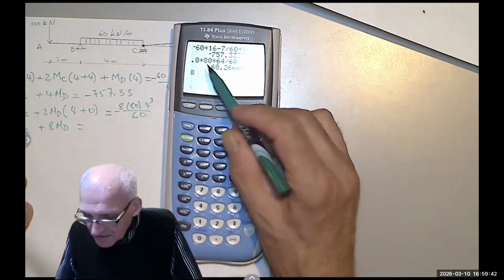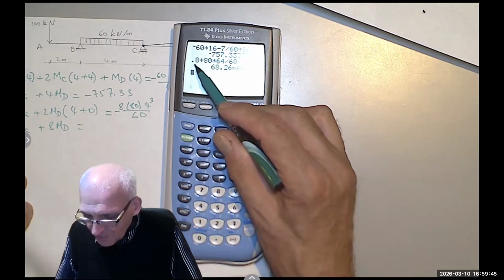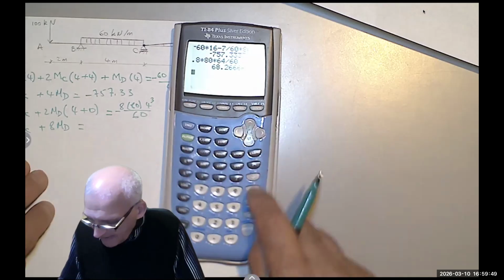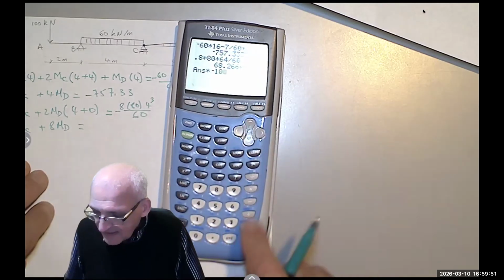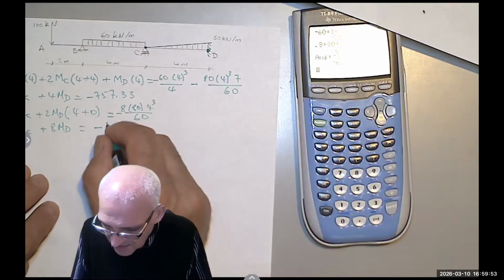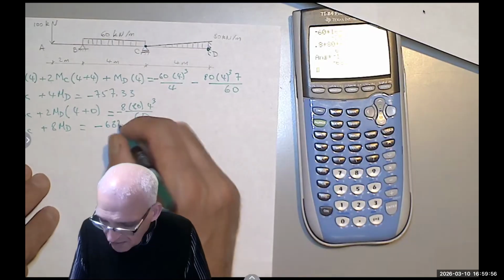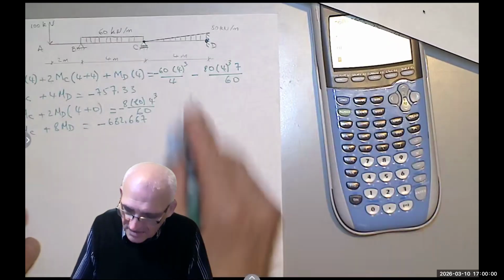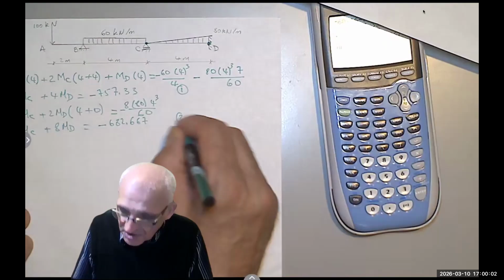Oh, this is 8, and I wrote 0.8. Probably I wanted to do -8. So anyway, we can multiply by -10, and you get -682.667. So this is equation number 1. This is equation number 2.